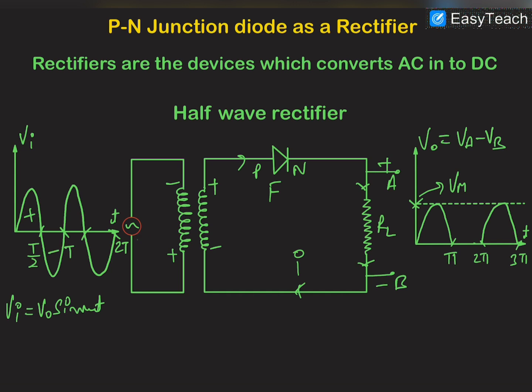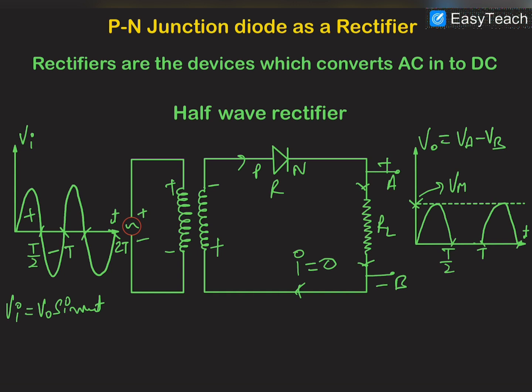And now when the negative cycle occurs, the polarity will change. It would be plus on the above side and this is minus, and this polarity will be minus and this will be plus. So this diode will be in reverse biasing in this case. So it would not allow any current to flow and the current will be zero. So this cycle will be empty in the output, and there will be no output received in this cycle in the period of T by 2 to capital T.